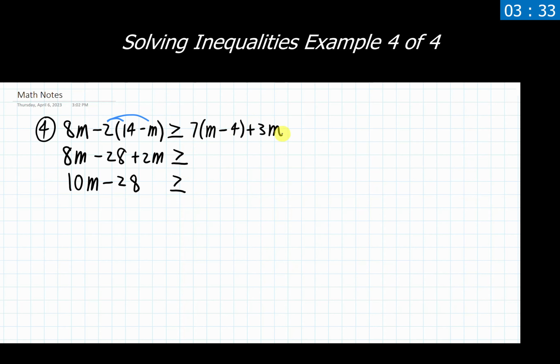On the opposite side of the inequality, I'm going to simplify things down. This 7 is going to multiply through to everything inside the parentheses. We get 7m minus 28, and then plus 3m at the very end here. So I have 7m and I have 3m. These two things can combine together. We're going to get 10m minus 28.